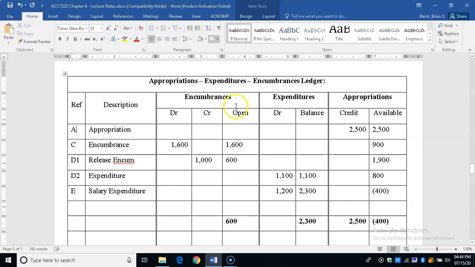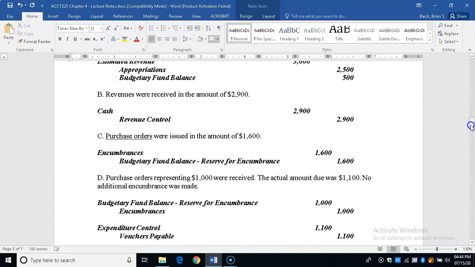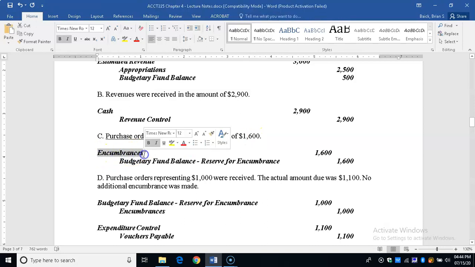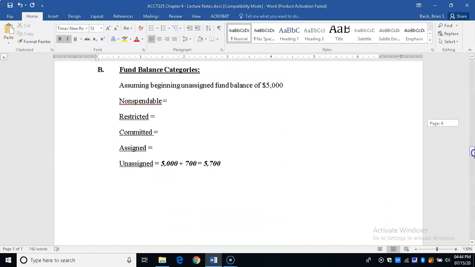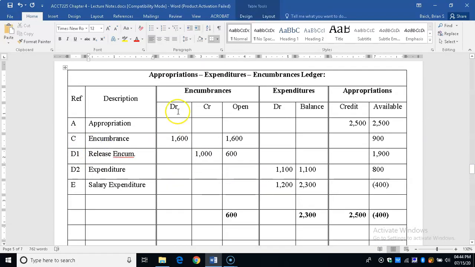The next time you see the account encumbrance, expenditure, or appropriation is in part C. Let's take a look at part C, going back up here. In part C, it says you have a purchase order for 1,600. So we have debit encumbrance, 1,600. So going down here in the chart, we can say part C, encumbrance.